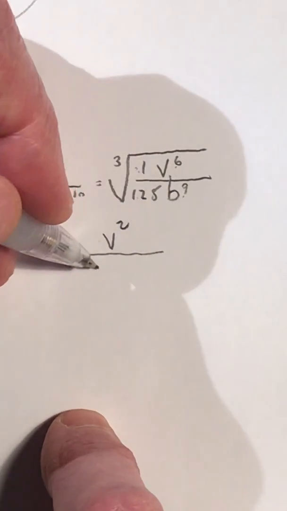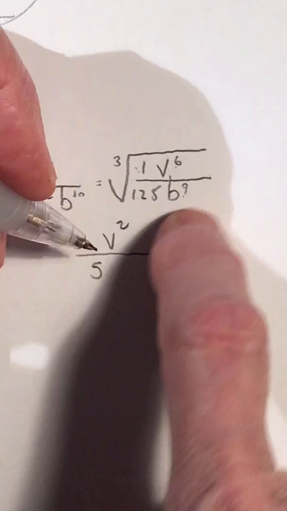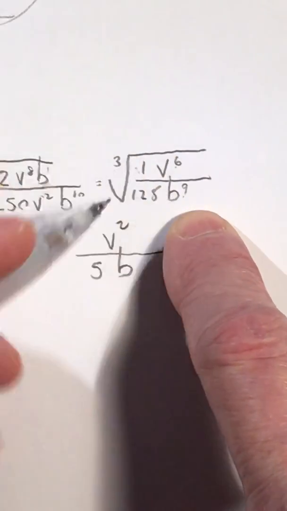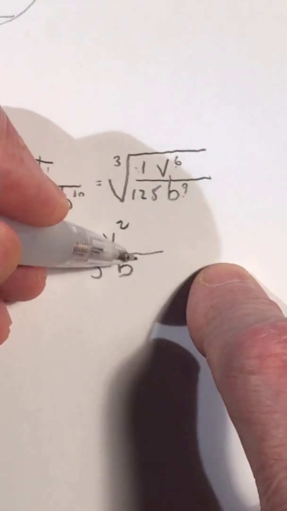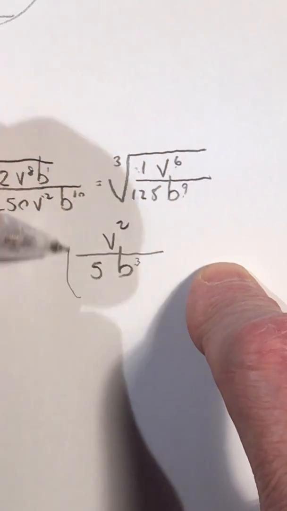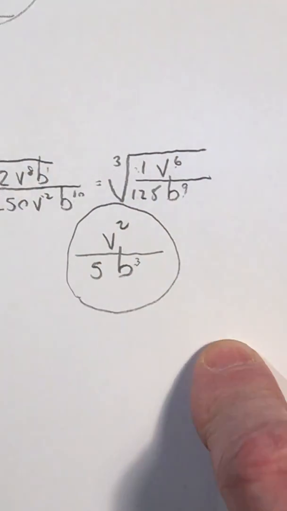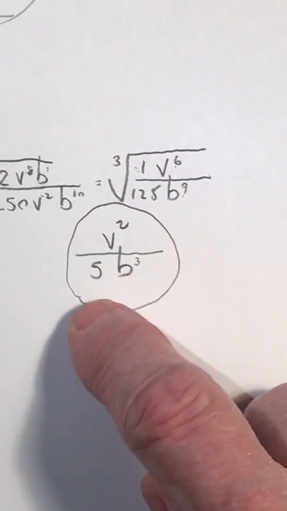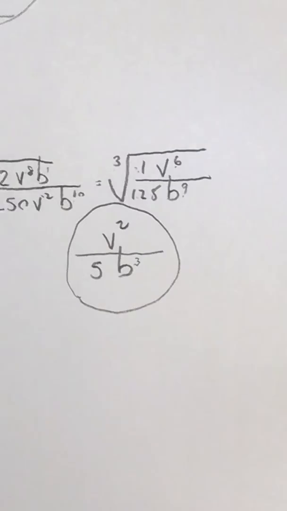Cube root of 125 is 5, and cube root of b to the 9th will be b to the power 9 divided by 3, which is 3. When we're all done, no radical sign whatsoever. V squared over 5b to the 3rd.